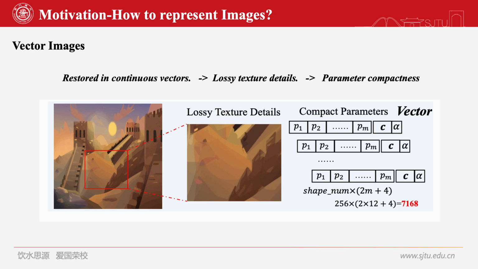Finally, vector images hold the nature of compactness. The shape primitives in vector images are typically defined by mathematical functions, allowing for the expression of complex shapes with a minimal number of control points. Hence, the number of parameters required to store a vector image is significantly lower than that of a raster image.